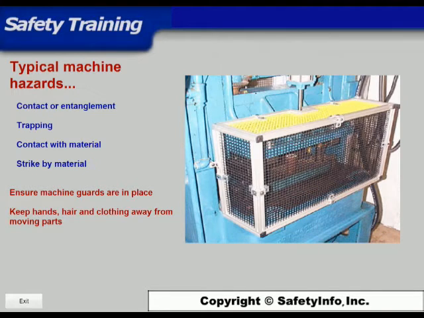Machine hazards that can be controlled by proper machine guards include contact or entanglement with machinery, trapping between machine and material or a fixed structure, contact with material in motion, and being struck by material ejected from a machine.